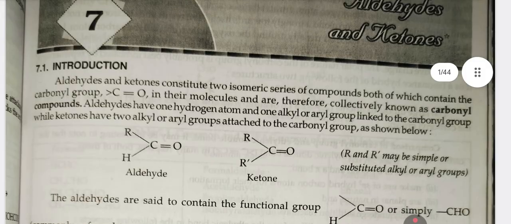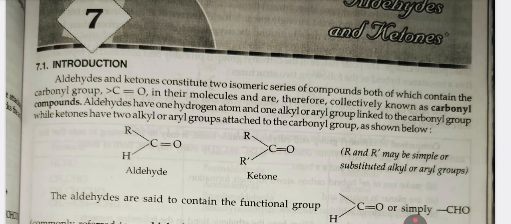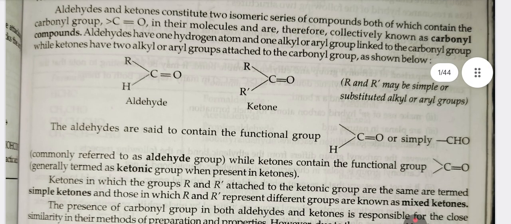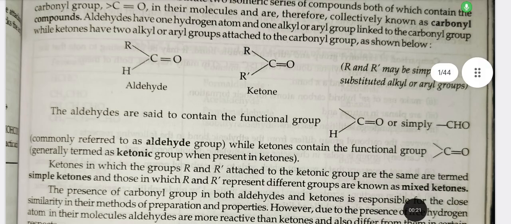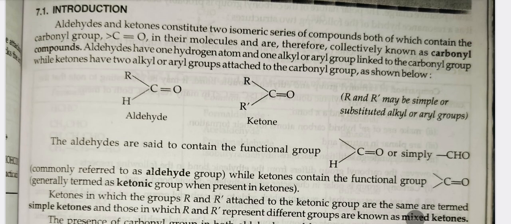Ketones. Introduction. Aldehydes and ketones constitute two isomeric series of compounds, both of which contain the carbonyl group in their molecules and are therefore collectively known as carbonyl compounds. Carbonyl compounds: C double bond O.